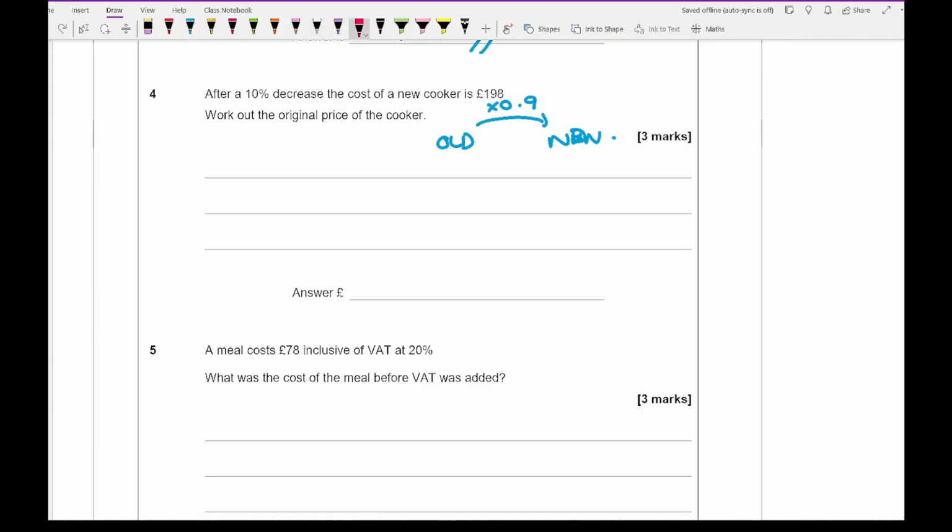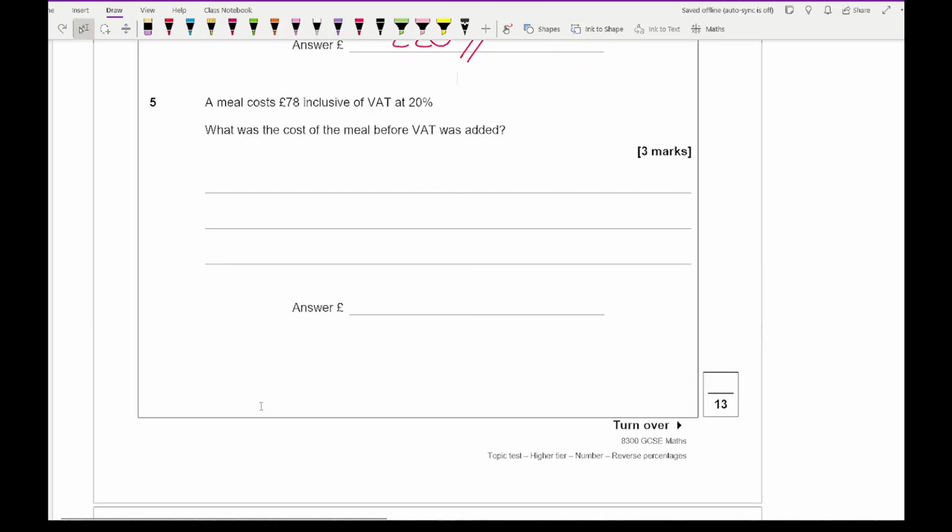So then if I'm going from new to old, which is what I'm doing in this particular question, I need to divide by 0.9. So it's going to be 198 divided by 0.9, and that will give me an answer of £220.